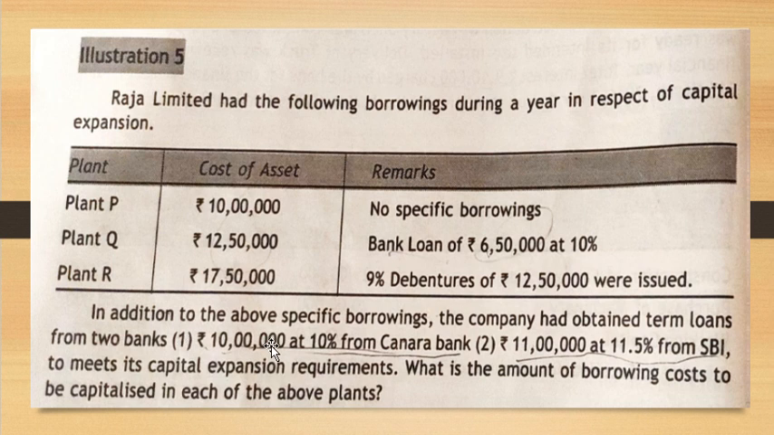So from two banks, that is 10 lakh at 10% from Canara Bank, this 10 lakh will be used to acquire Plant P. Then 11 lakh at 11.5% from SBI, this 11 lakh will be used to adjust the purchase of Plant Q and Plant R. So how this is satisfied, we will look into the calculation. What they have asked us is to find the amount of borrowing cost to be capitalized in each of the above plans. We'll get into the calculation so you will understand how it is followed.